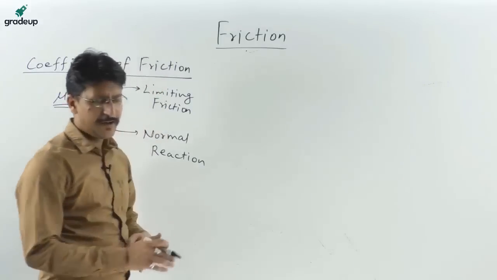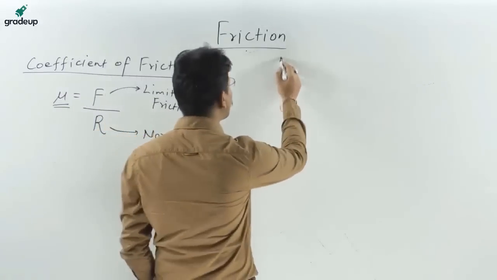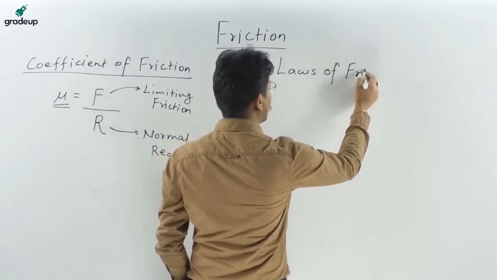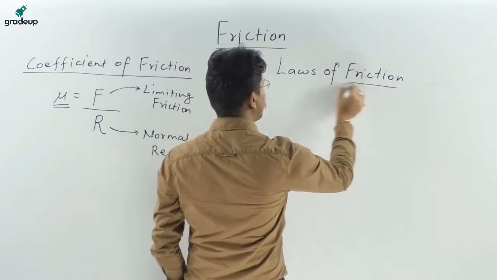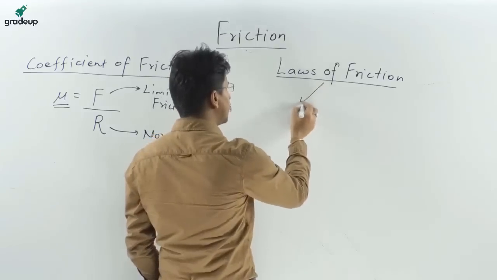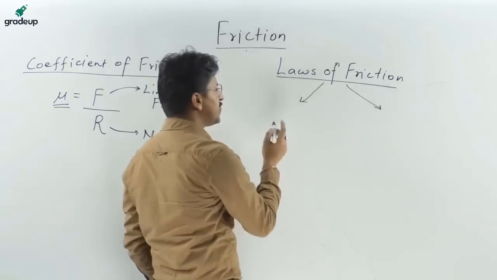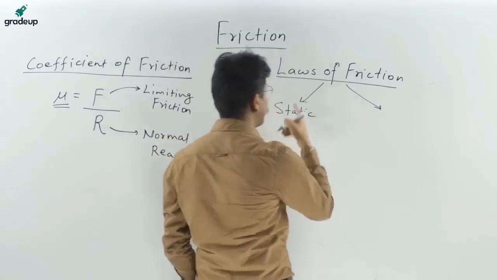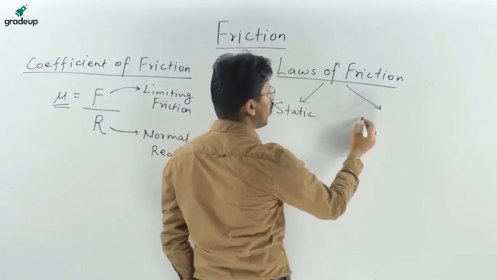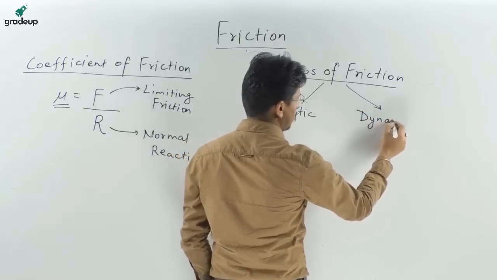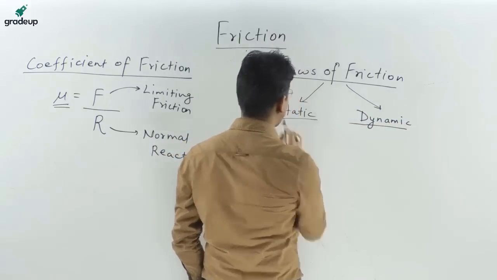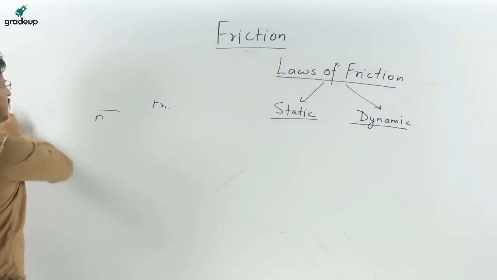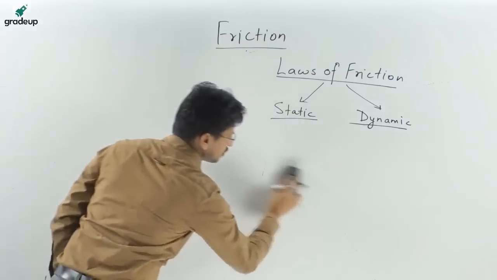Now we move on to the laws of friction. Since friction is of two types, static and dynamic, the laws will also be of two types: laws of static friction and laws of dynamic friction. We will consider them one by one. So first write down the laws of static friction.